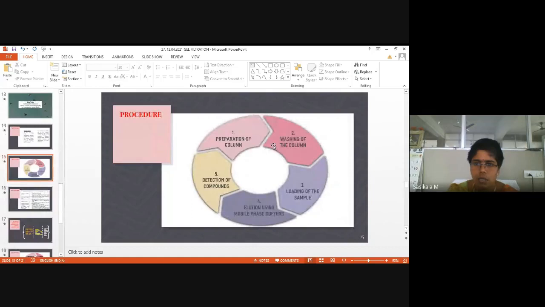Firstly, preparation of the column, then washing of the column, then loading of the sample and elution using mobile phase buffers. The loaded sample will be eluted by means of the mobile phase itself. Once it is eluted, it will be detected to get the chromatogram. So there are 5 steps involved in the procedure of GPC: preparation, washing, loading, elution and detection.